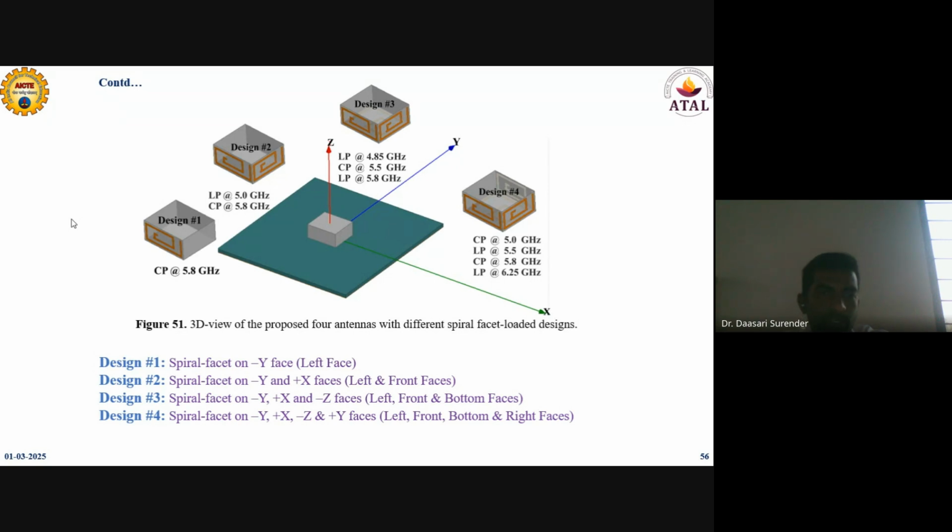We have implemented 4 antennas by incorporating different optimized spiral structures on different faces of the dielectric resonator antenna. In design 1, we have used a spiral facet structure on the left face, that is the negative Y axis of the dielectric resonator antenna. In design 2, spiral facets were attached on the negative Y axis and positive X axis. And in design 3, spiral facets were pasted on negative Y, positive X, and negative Z faces. So different structures were implemented in this article.